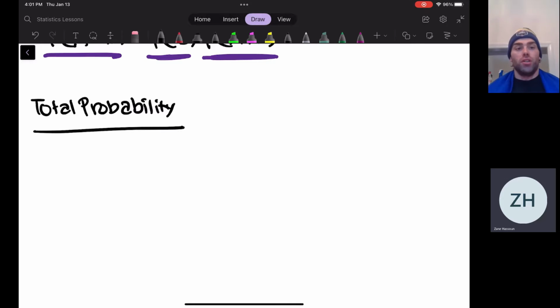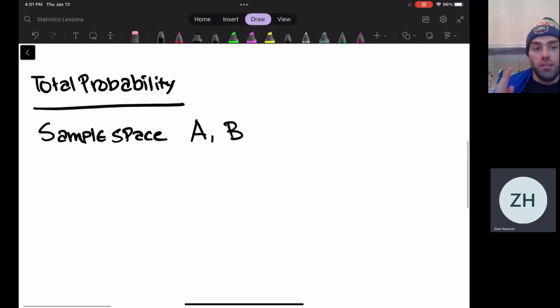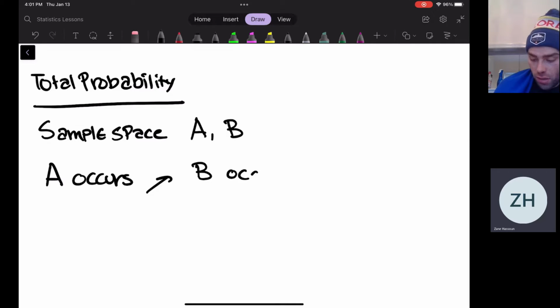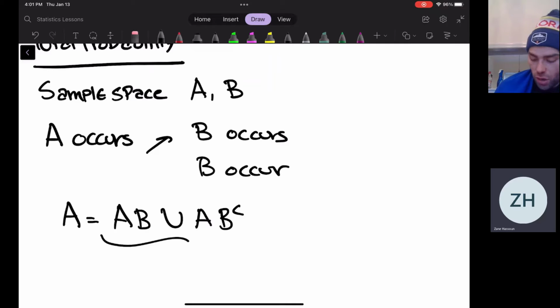Now we'll get into a different idea called total probability. Again, we're sticking to a sample space containing two events, A and B. Given these two events, the event A can occur either when B does occur or when B does not occur. So A is the union of A intersect B and A intersect B complement, as that's the total probability.